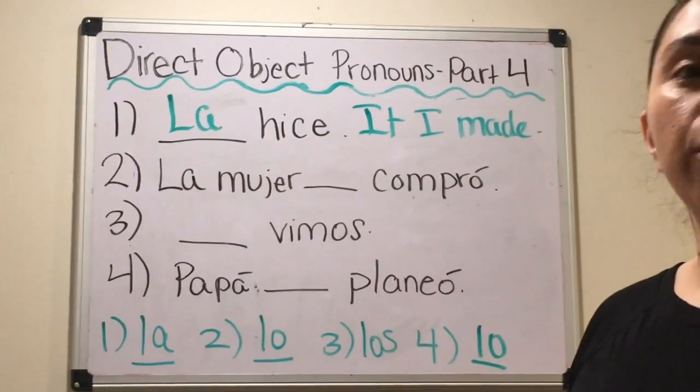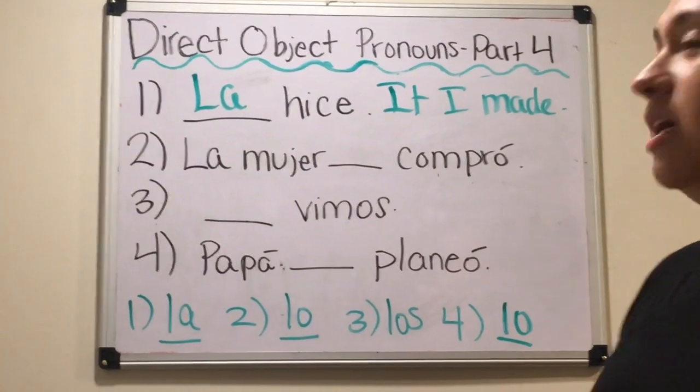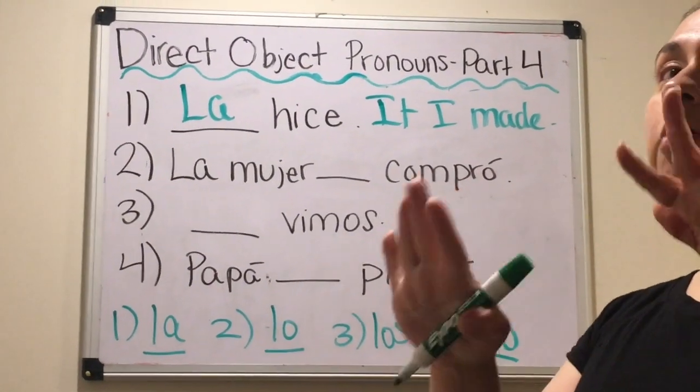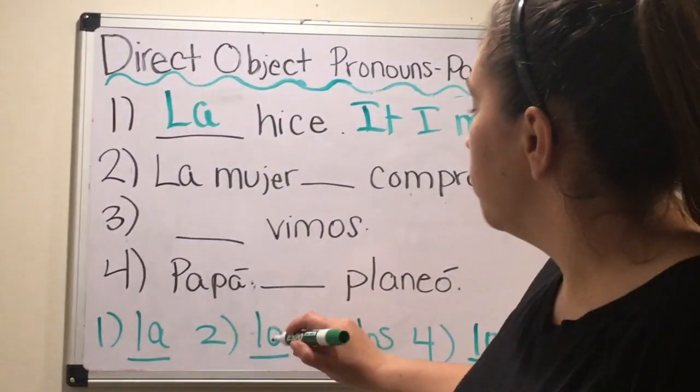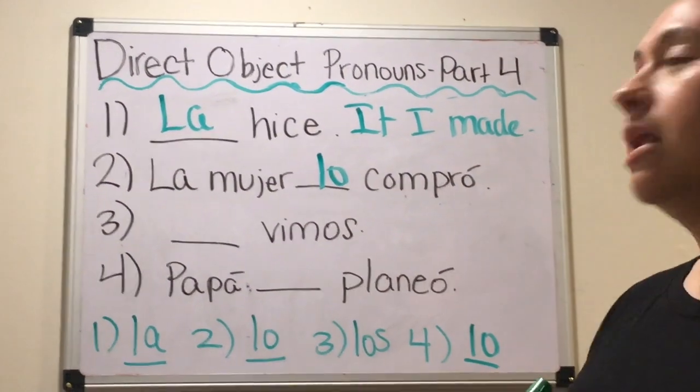La mujer compró un boleto. The woman bought the ticket. The woman bought it. Oh, no. The woman, it, she bought. So we're going to put lo here. La mujer lo compró.